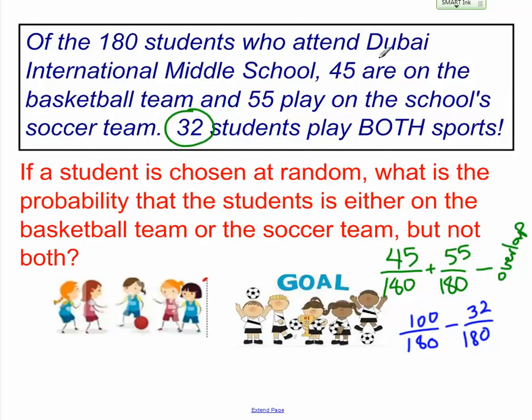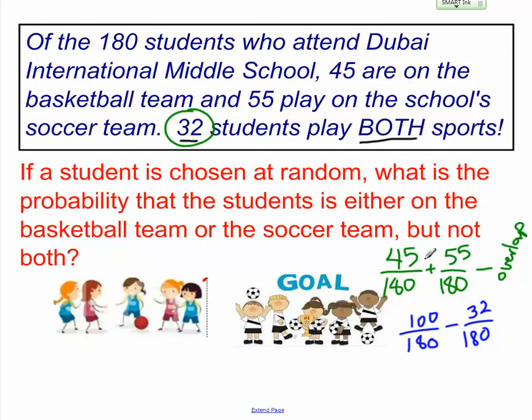Okay, different problem. We did this one last time when they were mutually exclusive events, but now I'm going to tell you that soccer and basketball are offered in different sports seasons, so 32 students actually play both sports because now you can. So if a student is chosen at random, what's the probability the student is either on the basketball team or the soccer team, but not both?